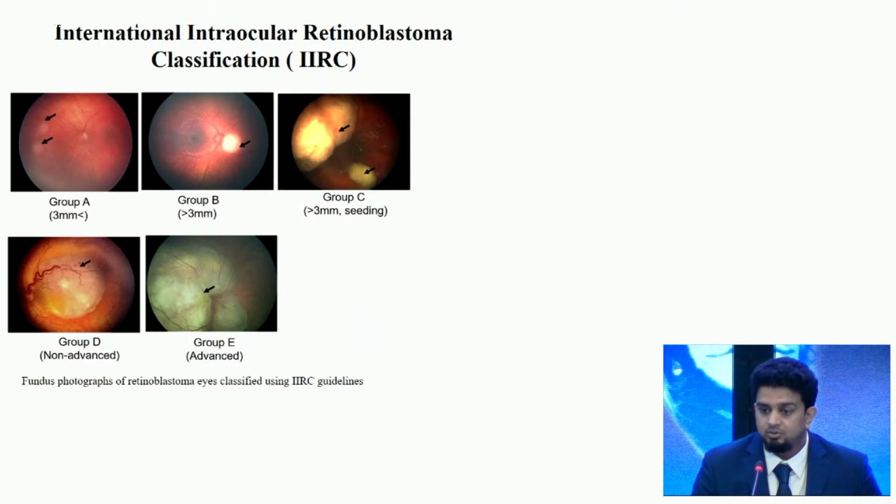And then comes group E, which is the highly advanced retinoblastoma tumors, which are invasive to the choroid, and they also metastasize to the optic nerve and touch the lens. Group E tumors cause a threat to vision and life.